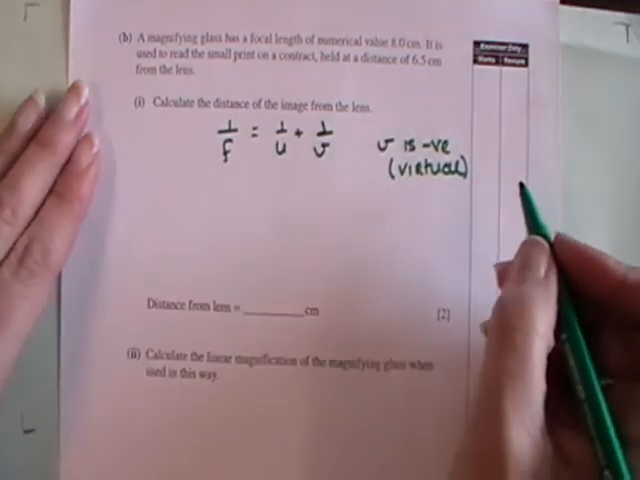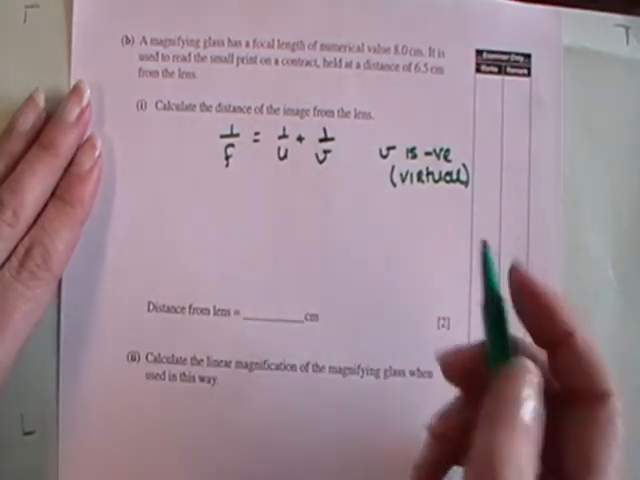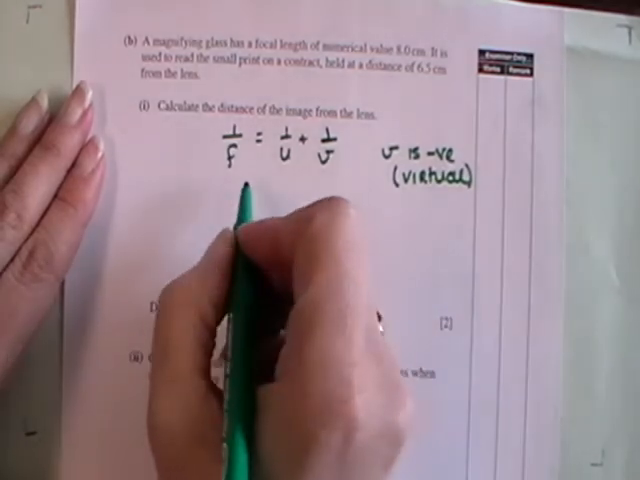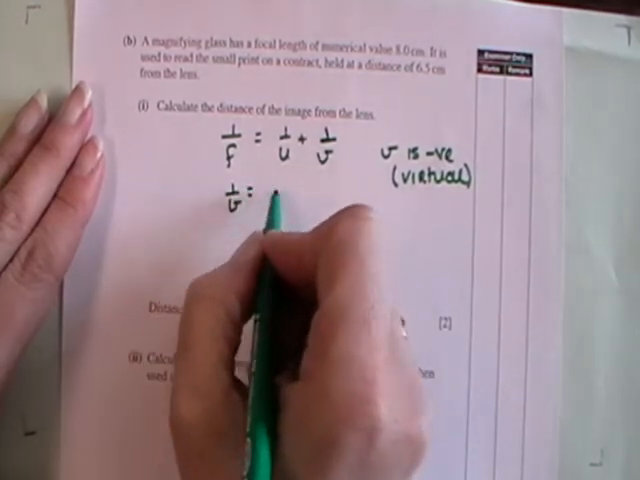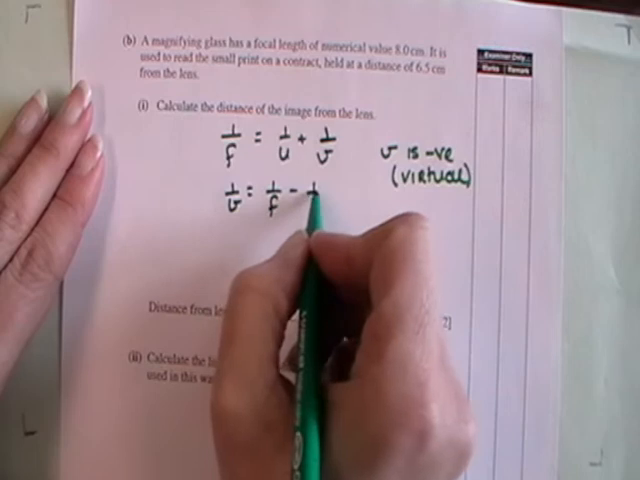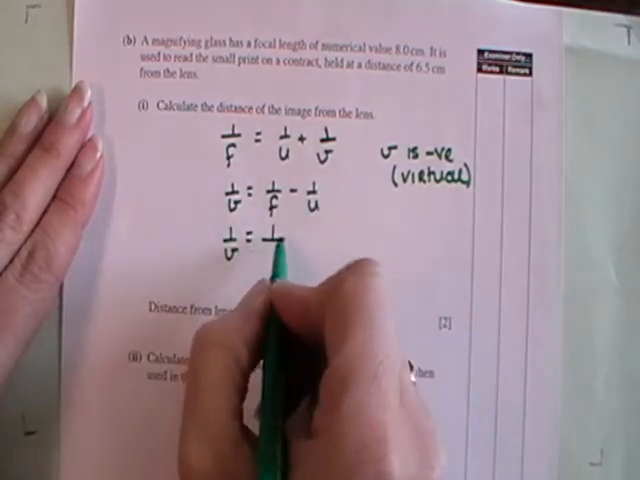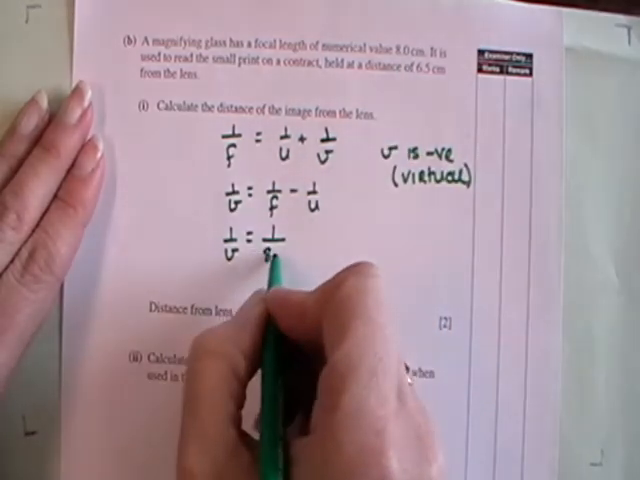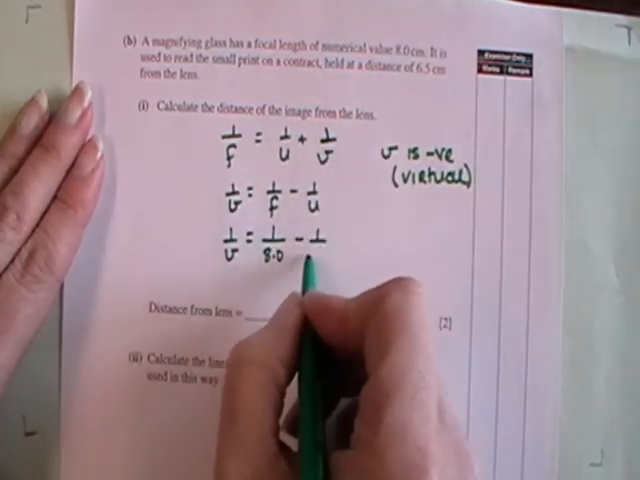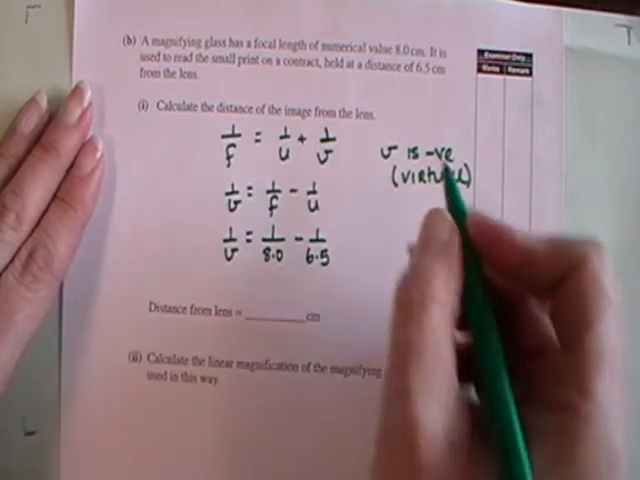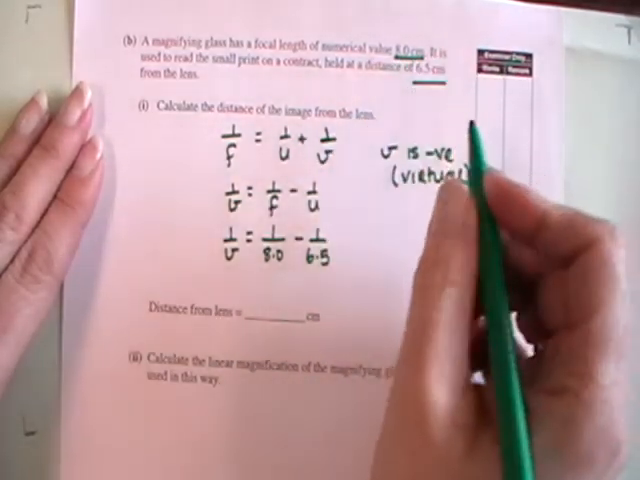So we're expecting a negative value for u. If we rearrange the lens law equation, we have 1 over v equals 1 over f minus 1 over u. Let's substitute the values in now. The focal length is 8.0. The object distance is 6.5.